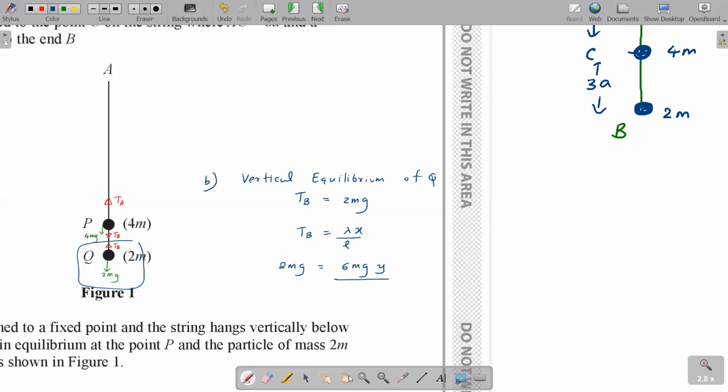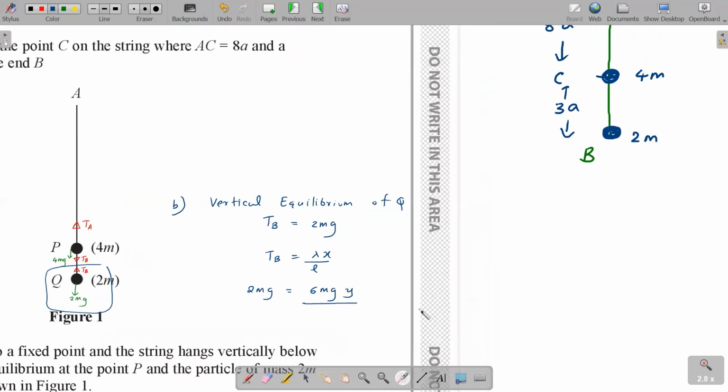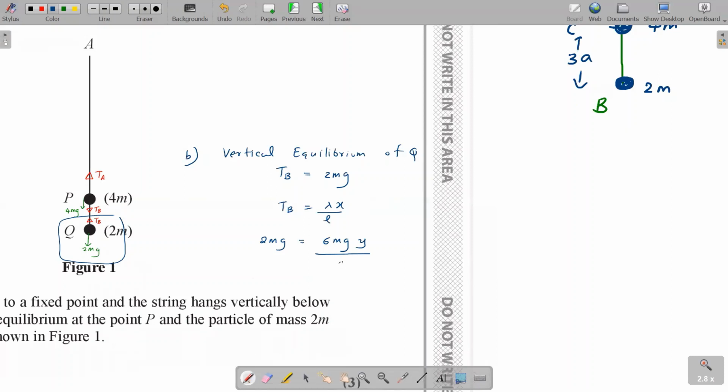Natural length of this PQ piece of string is how much? The natural length of this PQ piece of string is 3a. So mg will cancel out and you get y equals 2 times 3a over 6, which gives us how much? Y is 4a. Sorry, not 4a. Y is 2 times 3, 6 and 6 cancels. Y equals a. Then what's the length of PQ?